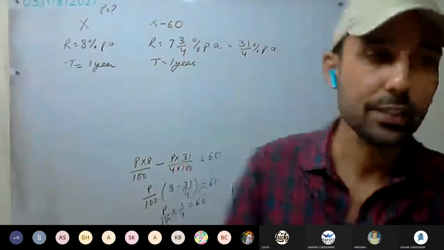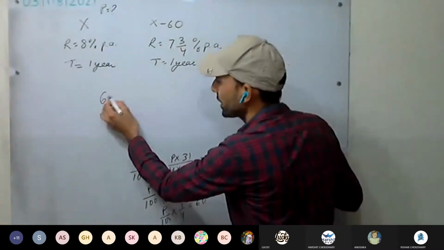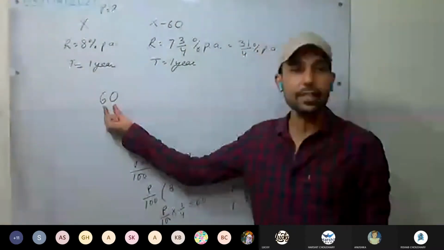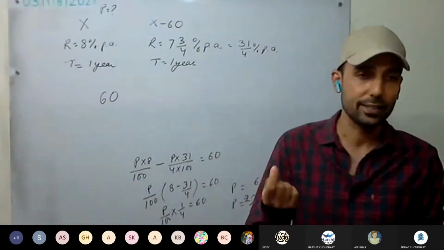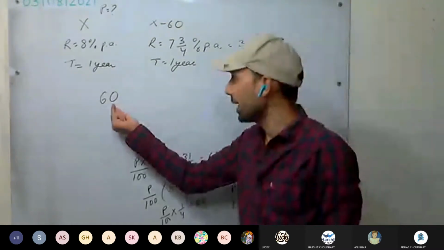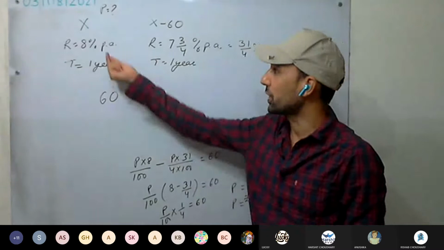By 60 rupees the income has been reduced. Yes or no? It means he is getting 60 rupees less as interest. This is clear. 60 rupees less interest is getting. This less 60 rupees is because of what?